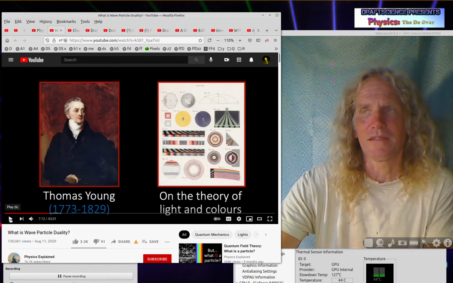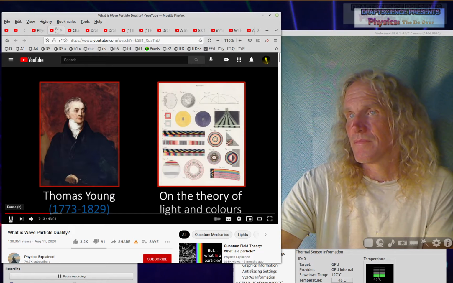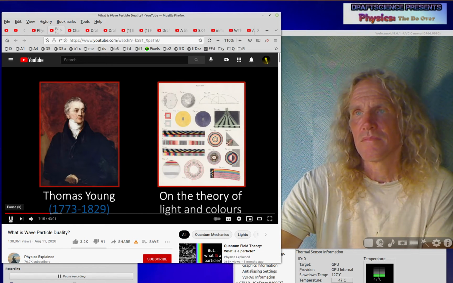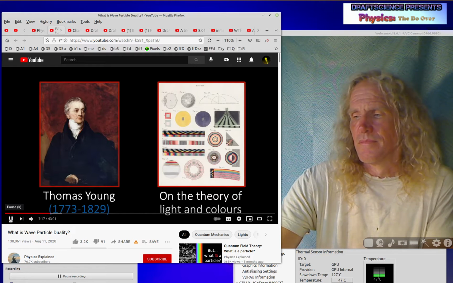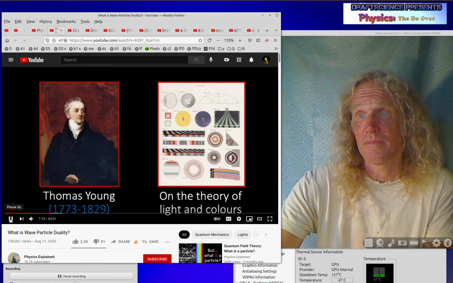In 1801, Young presented a famous paper to the Royal Society entitled On the Theory of Light and Colours, which described the interference properties of light.